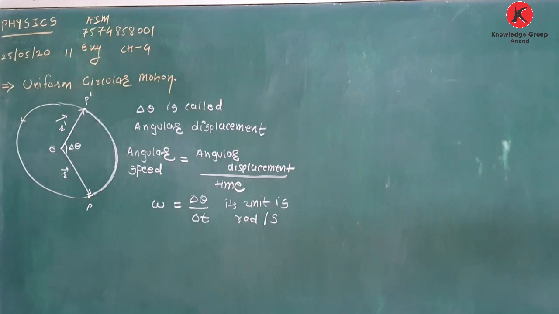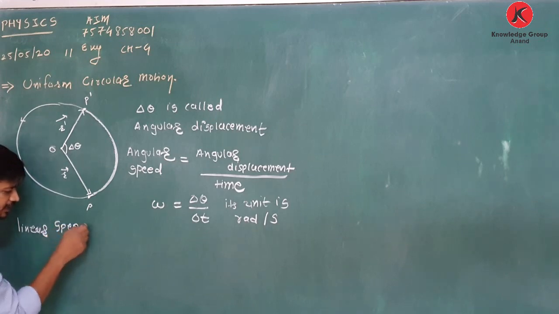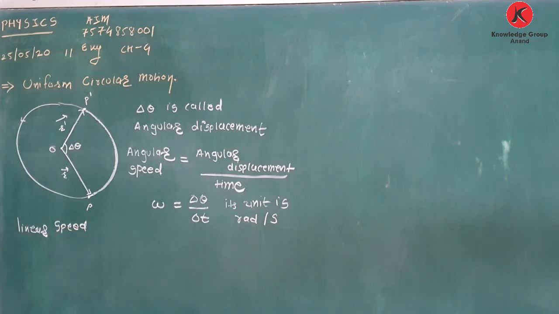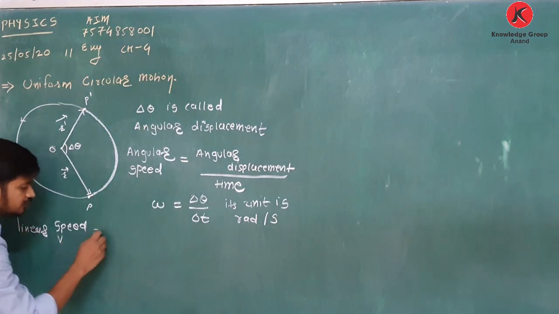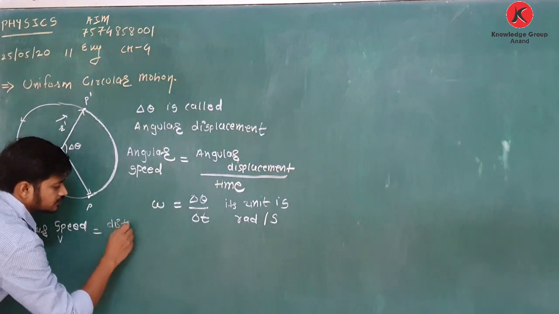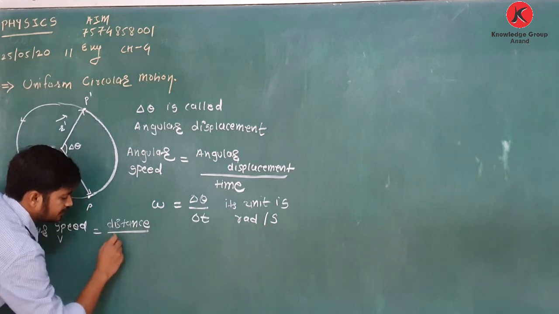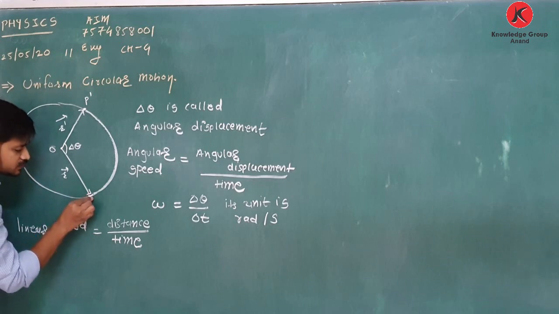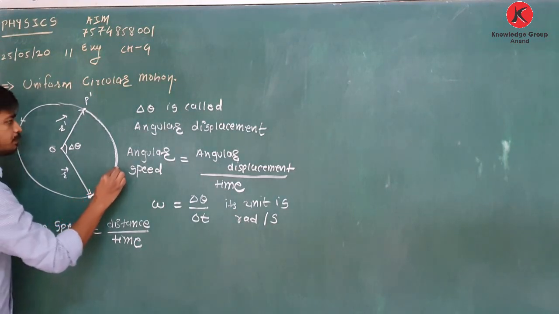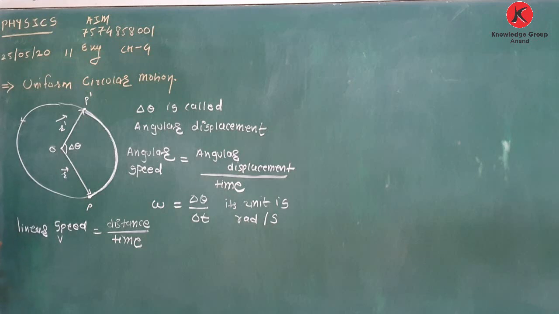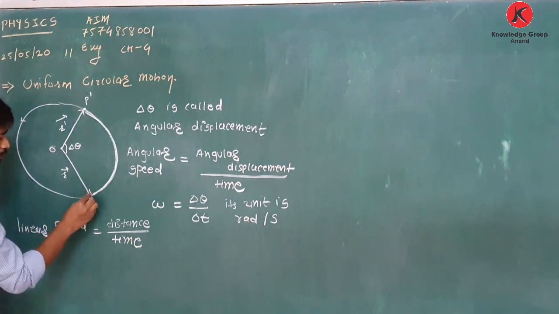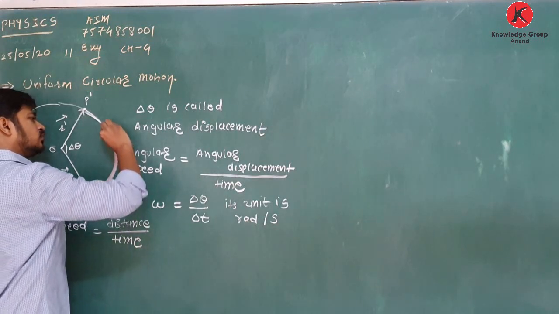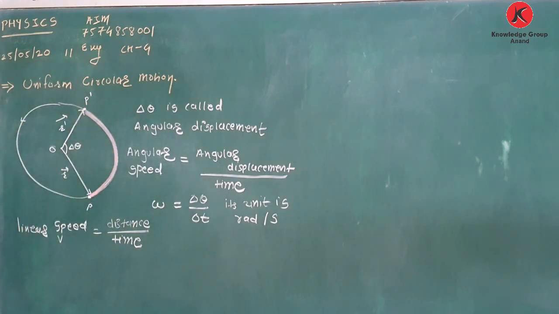What is the equation of linear speed, students? Yes, you know linear speed. Linear speed means v. Linear speed is not a new quantity. We know that linear speed is equal to distance upon time. In this case, the object is moving from point P to P dash. So yes, it is called distance.